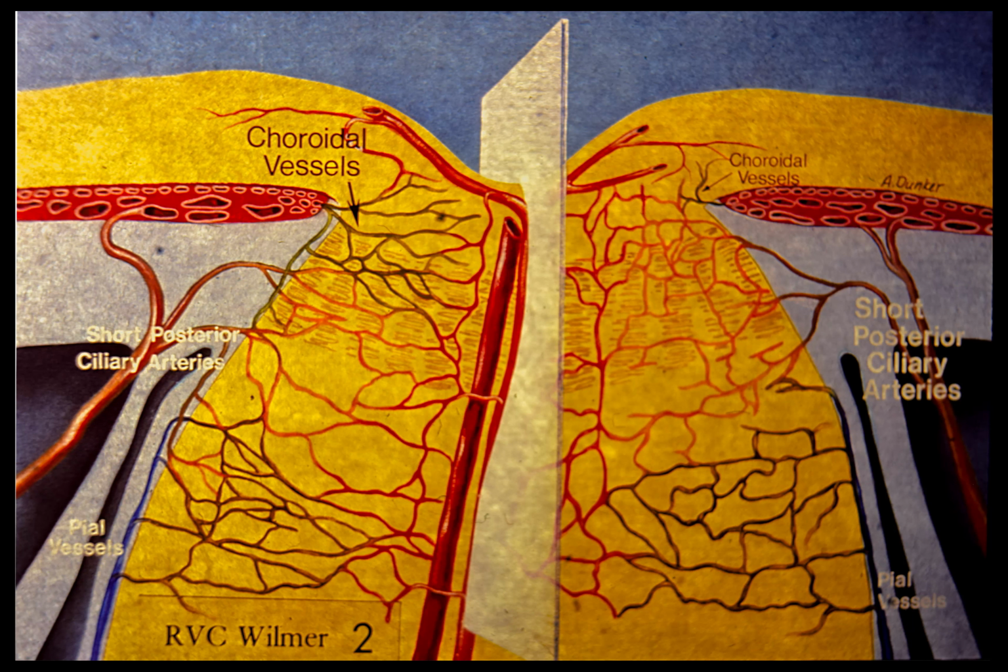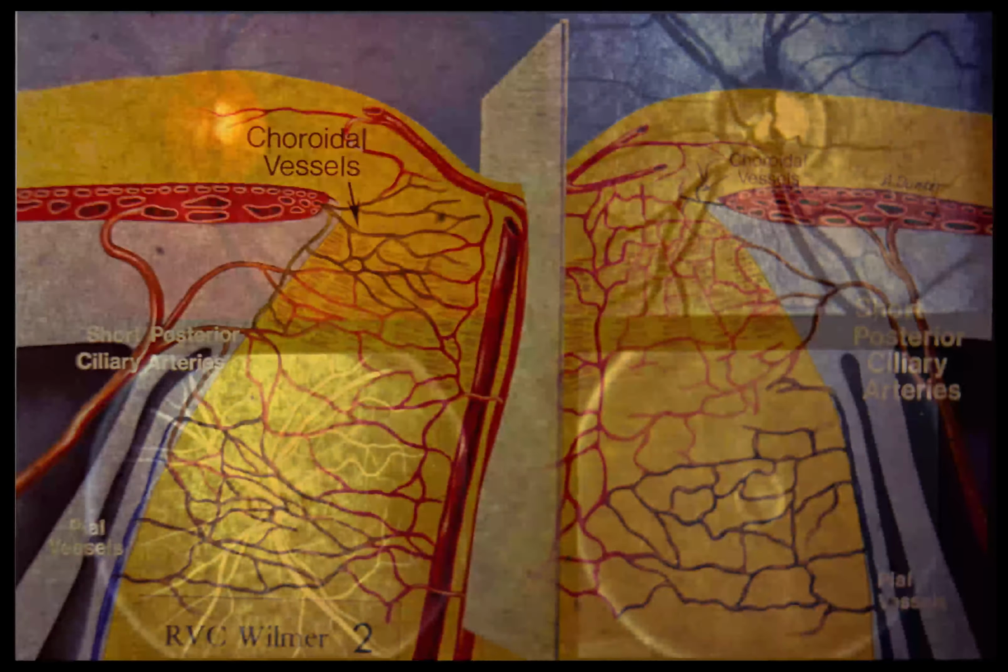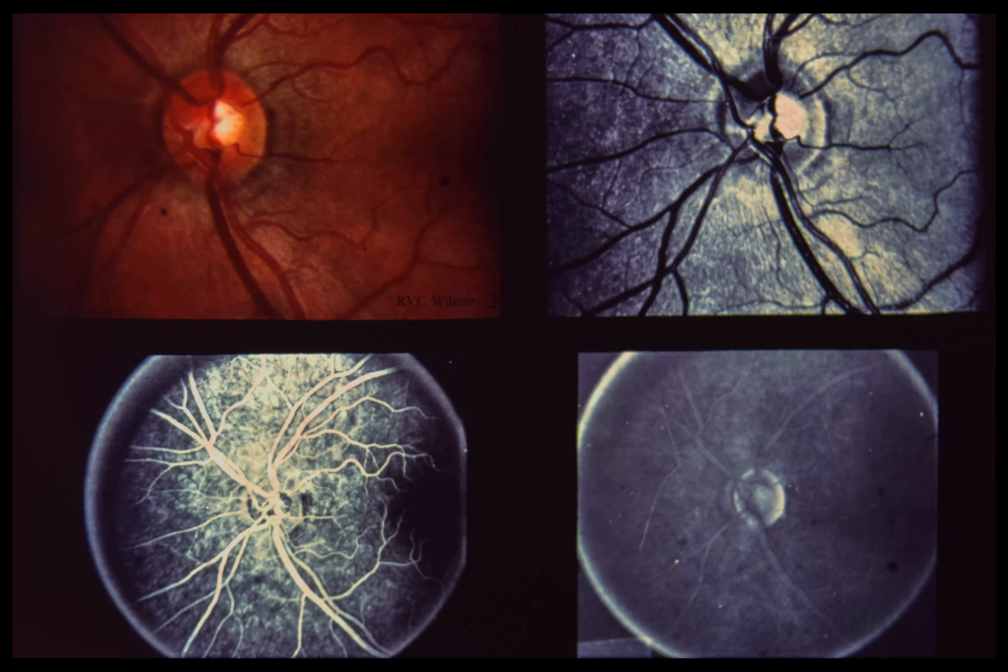The major blood supply of the retrolaminar optic nerve is derived from the ophthalmic artery, including branches from pial vessels and intraneural branches of the central retinal artery. There are also anastomoses with meningeal branches of the external carotid artery. Slide 3. The normal optic disc.